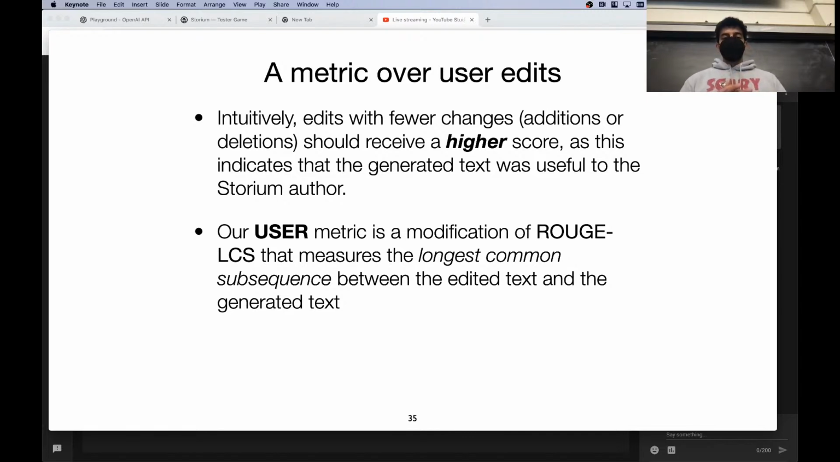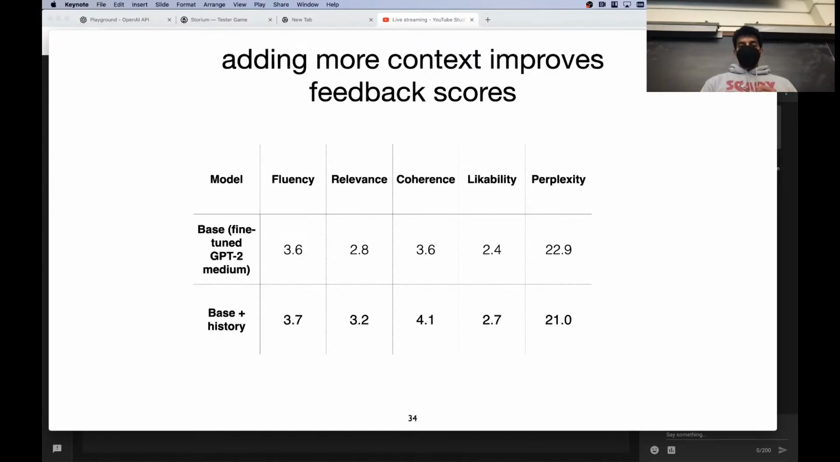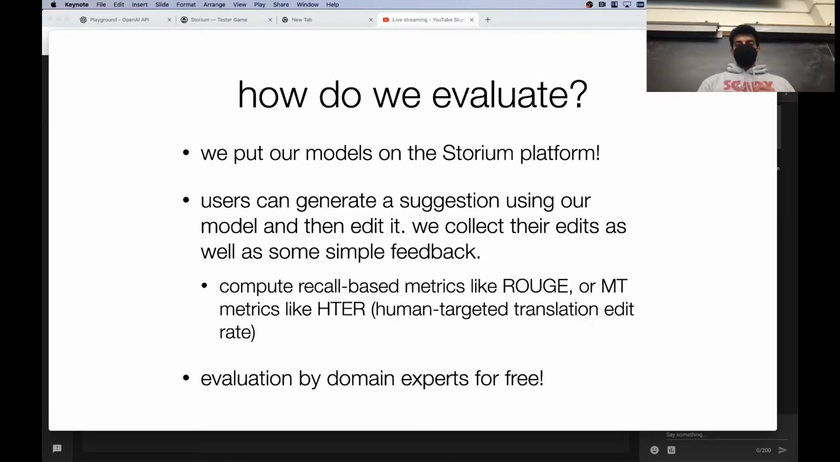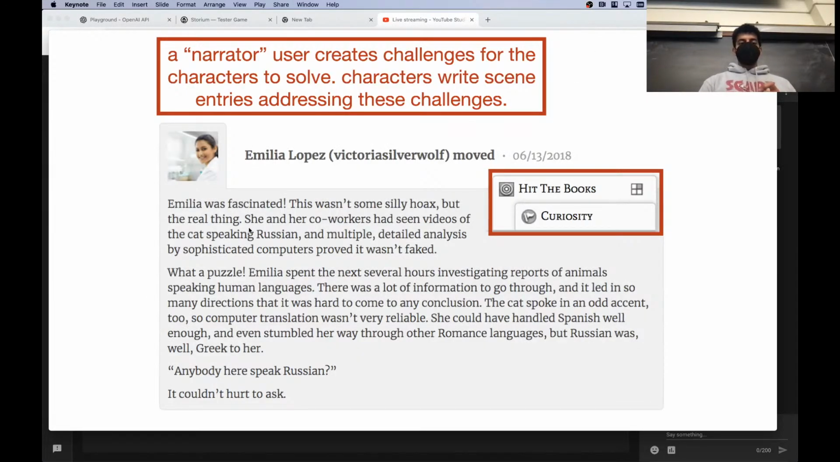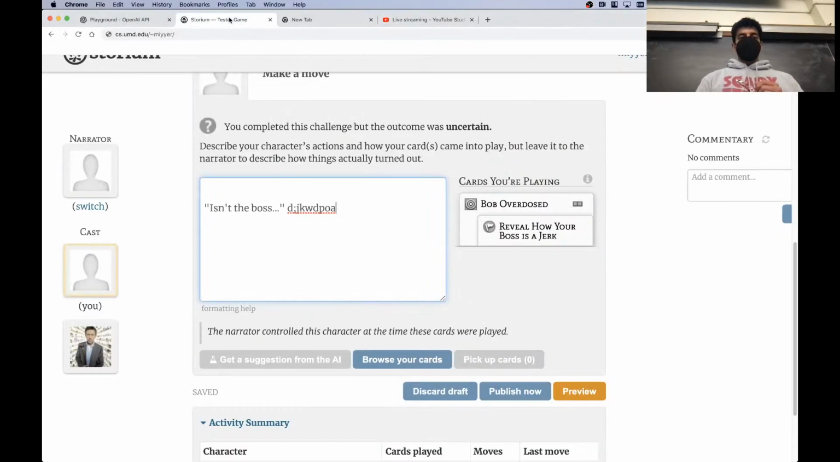Okay, so we basically just use a variant of Rouge, which is called Rouge-L, measuring the longest common subsequence. So basically, let's see if we have an example here.